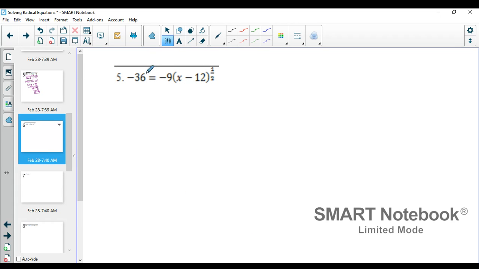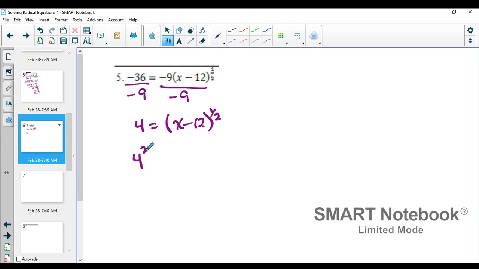we have negative 36 equals negative 9 times the quantity x minus 12 to the 1/2 power. All right, so we need to get this set of parentheses to the 1/2 power by itself. So we need to get rid of that negative 9 by dividing both sides by negative 9. So negative 36 divided by negative 9 is 4. So over here, we're left with x minus 12 to the 1/2 power. Now, the 1/2 power, remember, is the same as the square root. So we're going to do the same process we would if we were trying to get rid of a square root sign, which is square both sides.